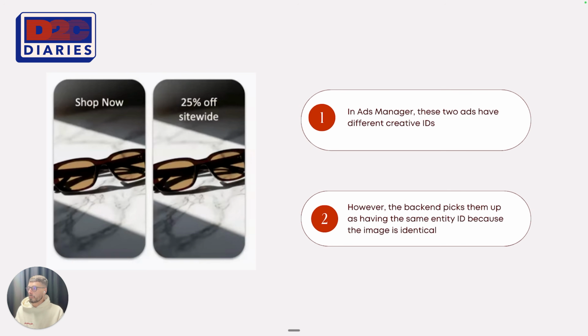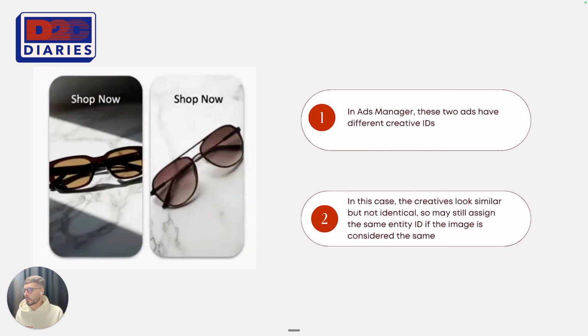So just to show a few examples that Meta shared with us, we have two here. One is, well, they're both offer focused, so very bottom of funnel. They will have different creative IDs, right, if they're launched into the ad account at different times. However, the back end is going to pick them up as having the same entity ID because essentially the image is identical. They are too similar and we're going to get penalized for that.